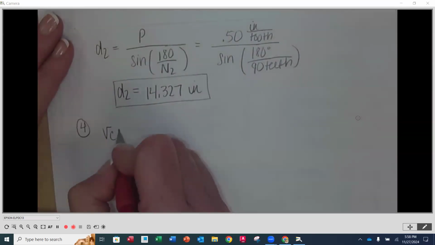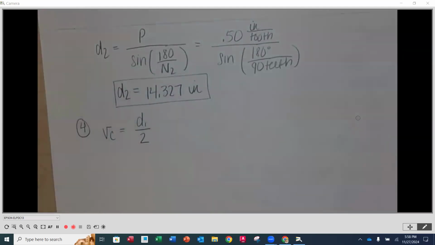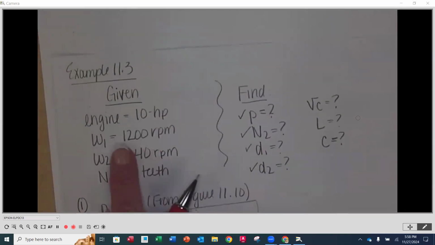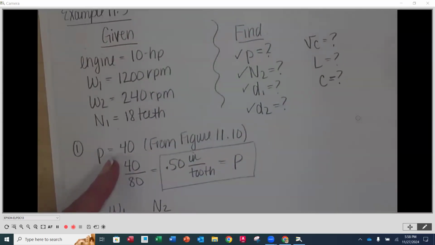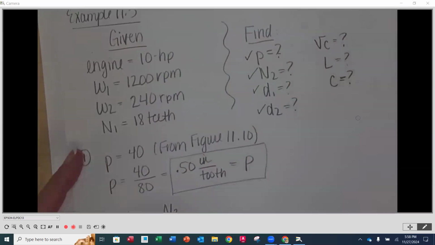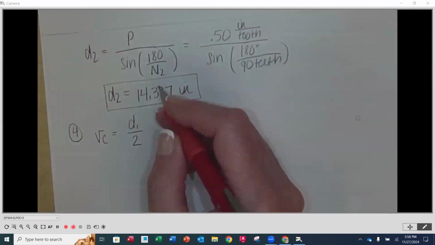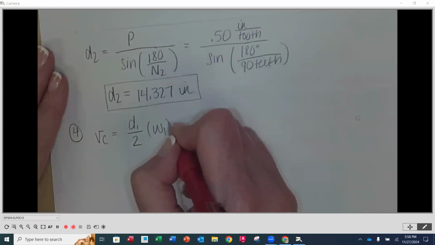So this is going to be step number 4. The belt, or the chain speed, is going to be equal to D1 divided by 2. Now, the reason I'm using D1 is because for original information, we have W1 and we were given the number of teeth. I'm quite confident in D2, but D1 just has a little bit more original information. And then this is going to be times W1.